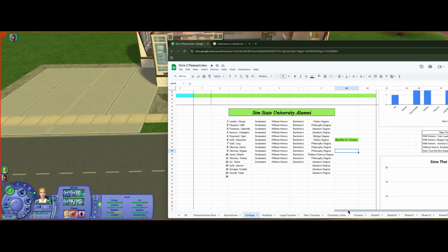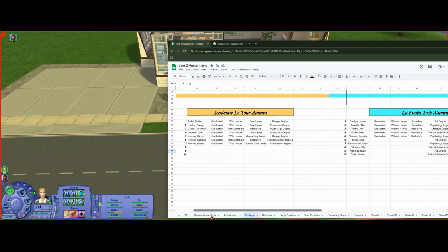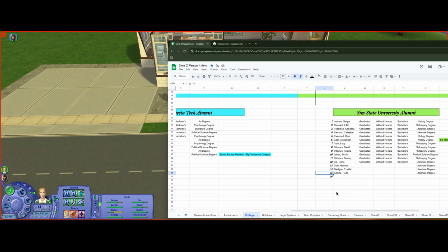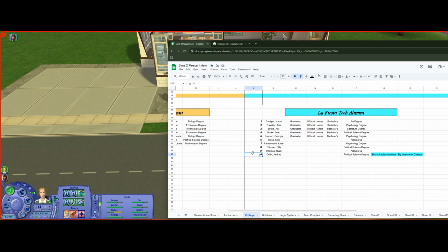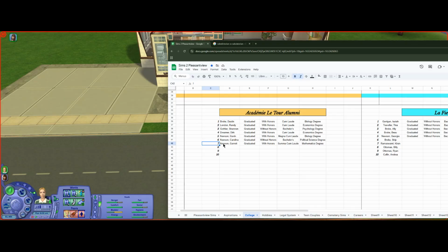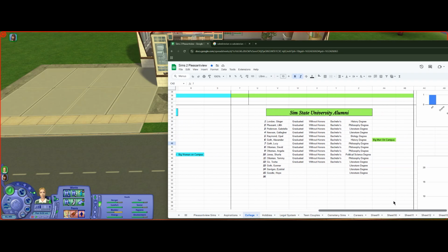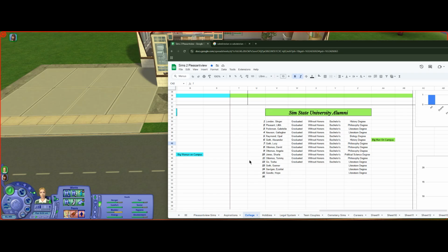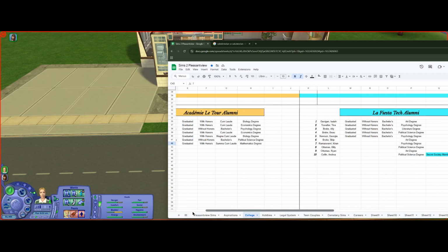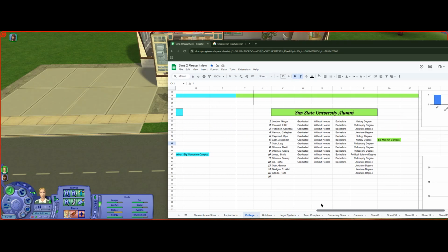So as you could quite possibly tell, we have 15 students that are graduating or graduated or about to graduate Sim State University. We have 10 for La Fiesta Tech, and we have 7 for Academy Latour. So it looks like Academy Latour has the least amount of Sims, and to me that makes perfect sense because it's harder to get into Academy Latour. Just saying. And it makes sense for Sim State to have the most because it's closer to home, you know. So I think this actually makes quite a bit of sense if you ask me.